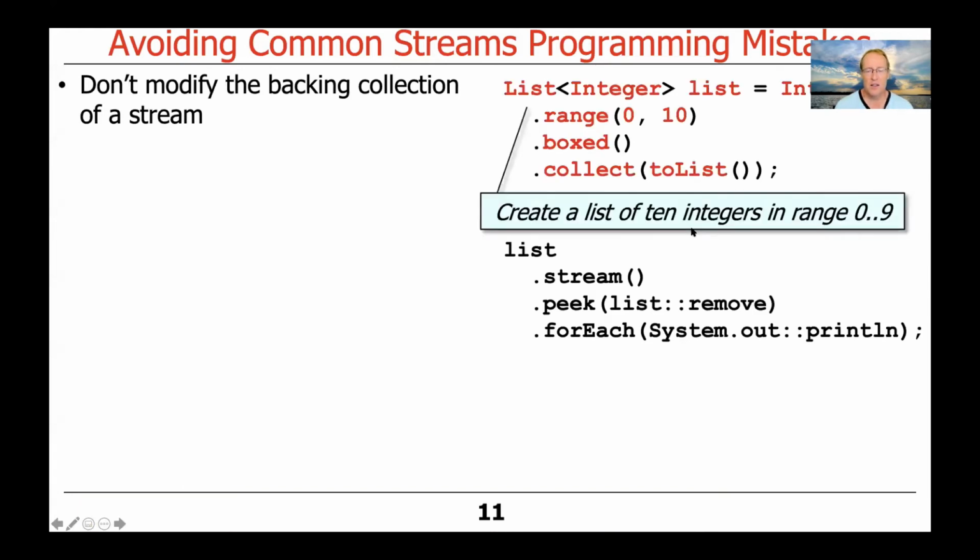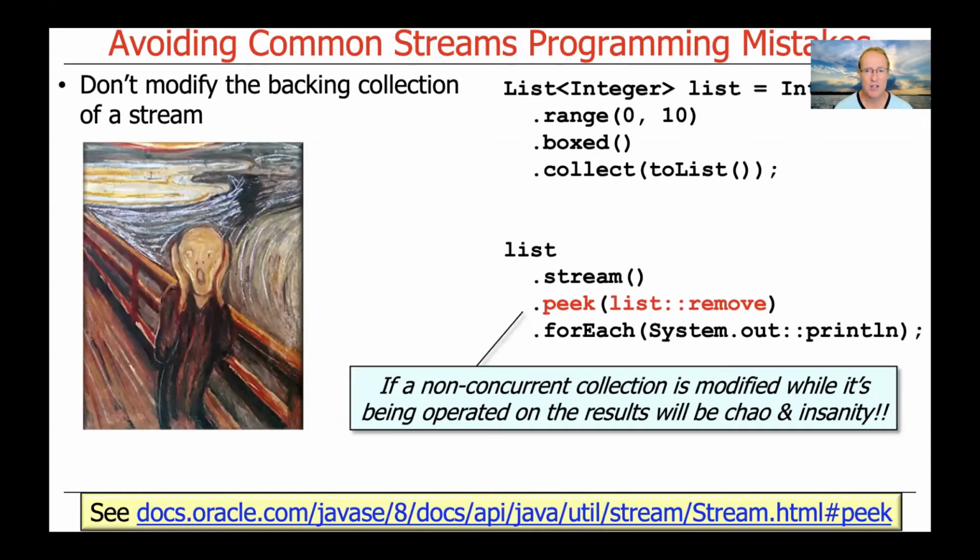So this particular code here is making ourselves a list of 10 integers in the range from 0 to 9. So nothing amiss at this point. Where things go awry is the stream down here. So we say list.stream, so far so good, .peek, we'll talk about peek in a second, and then we're going to have the forEach call.